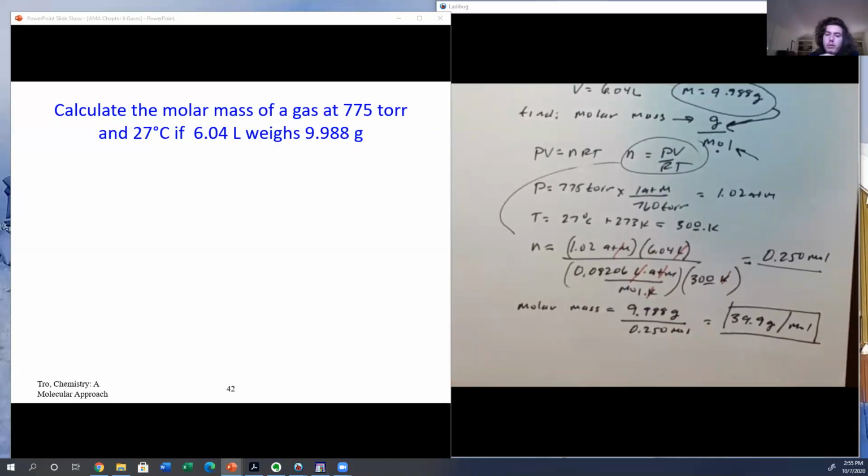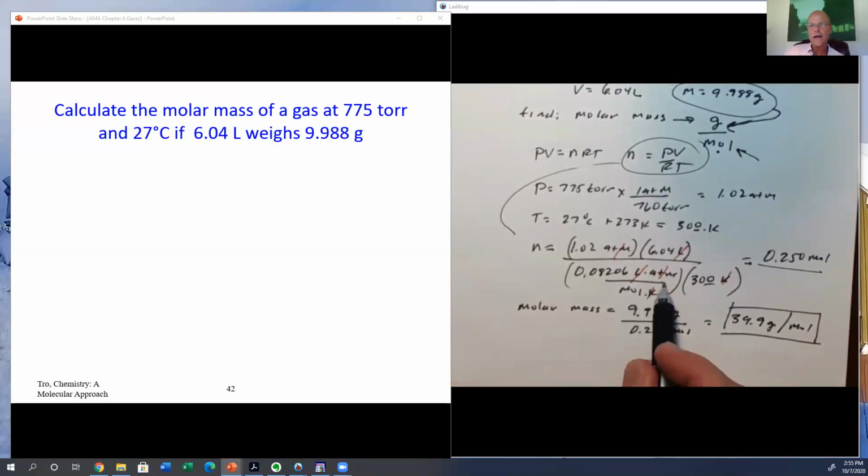What are the units for the R constant? Liter atmosphere over moles Kelvin. Oh, right. I said it right there. Okay. Yep. Cool. Thank you.